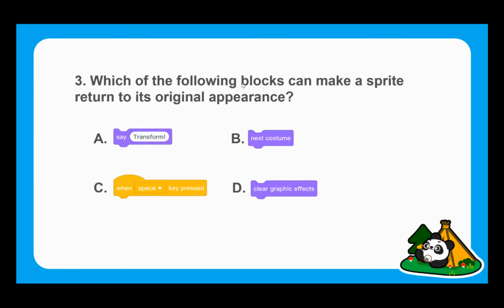And then last but not least, number 3, which of the following blocks can make a sprite return to its original appearance? If we want to get it back to how it started at the beginning of a program, which one of these would we use? Would it be a say block, next costume block, when space key press block, or clear graphic effects block? I'm sure we know the answer to this. It is, of course, D. Clear graphic effects will, exactly as it sounds, clear out all the effects we've got running and take it back to its original format.